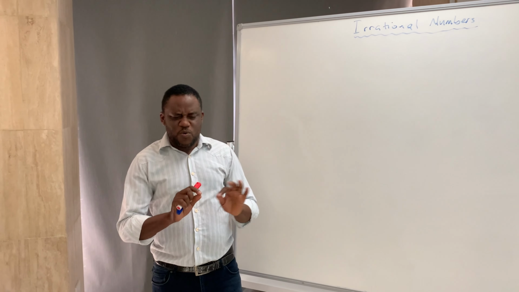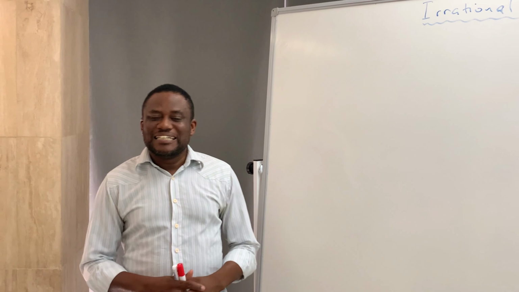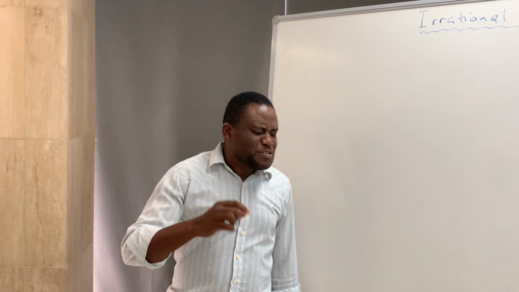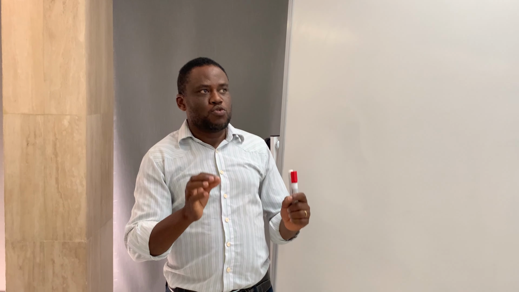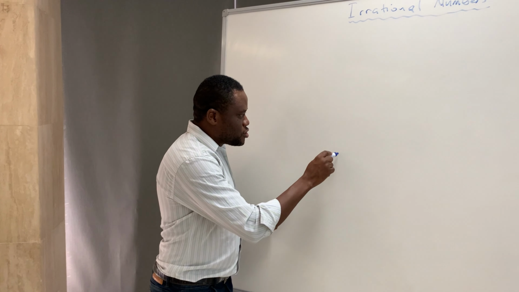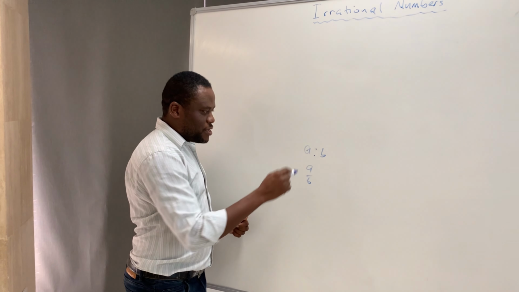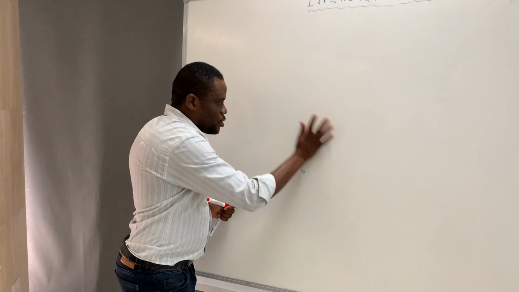Let me give you a very quick definition. Irrational numbers are numbers that cannot be written as the ratio of two integers. Cannot be written as a ratio. You know ratio? Remember ratio? Ratio means something by something, right? So it cannot be written in this form. Okay.